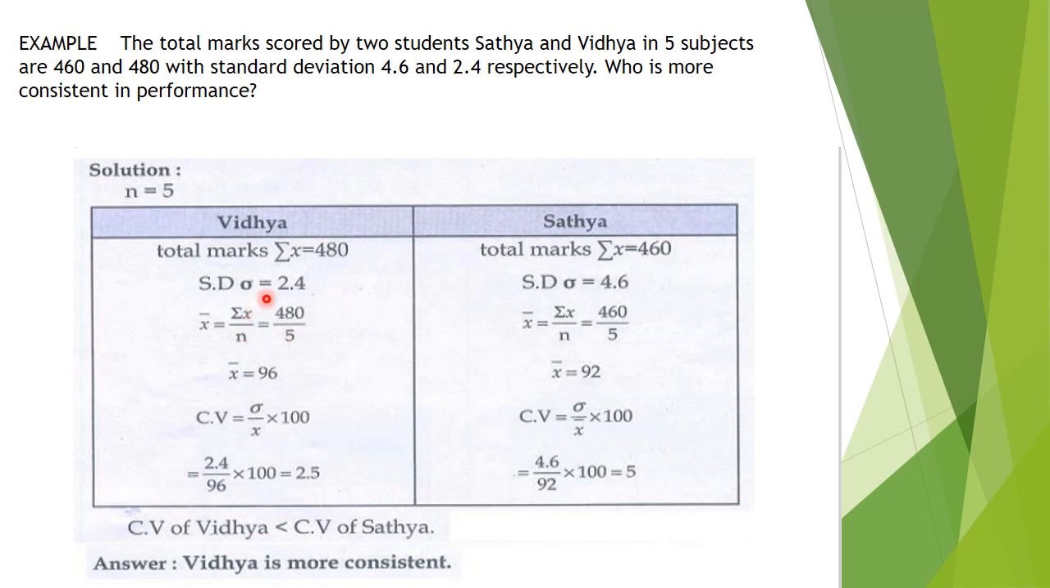Now we will check which has the lower coefficient of variation, to see who has more consistent performance. So the CV of Vidya is less than the CV of Satya. So Vidya is more consistent. When we check the consistency, we check the CV. If the CV is less, then it is more consistent. Because the CV of Vidya is less, she is more consistent in 5 subjects.